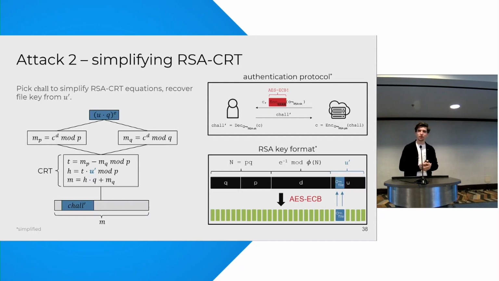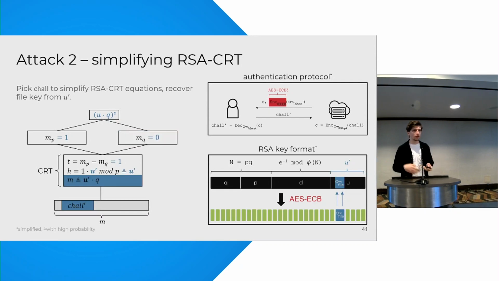So we need to be a bit more clever to make this attack work. And it turns out that if the adversary chooses to select the challenge as U times Q, then actually the RSA-CRT decryption equations simplify a lot. Because in that case, the decryption modulo P is 1 because U is the inverse of Q modulo P. And the decryption modulo Q is 0 because the message is simply a multiple of Q. And so in that case, this propagates, and with very high probability, the client will recover a message M that is U prime times Q over the integers. So if the adversary learns this message, it can just divide it by Q and then recover U prime and read out the file keys from that.